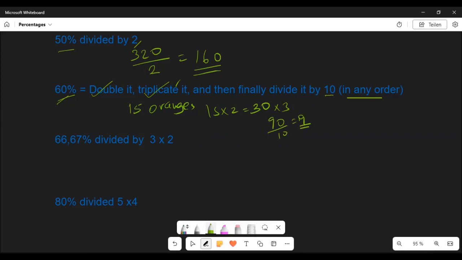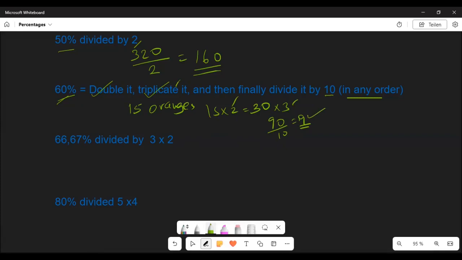So as you can see, this is some calculation you can always do in your head. In short, you can as well just multiply the number by 6 because you have 2 here and 3. So if you say 15 times 6 will give you 90, and then divide that number by 10, you quickly get that answer.